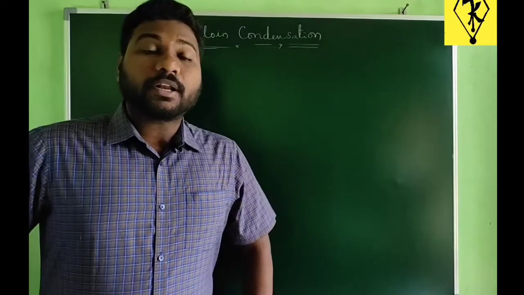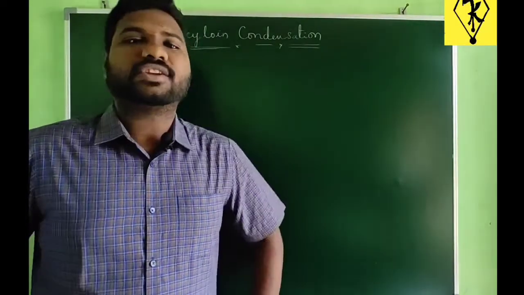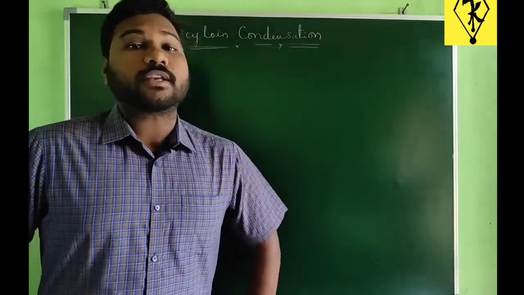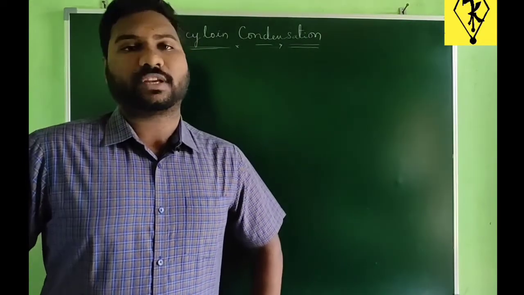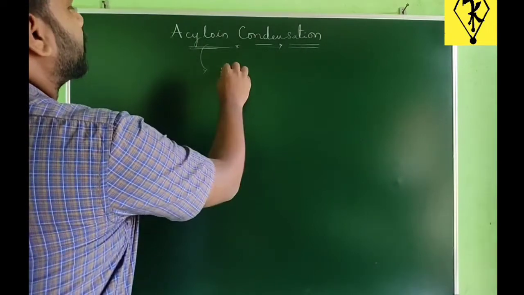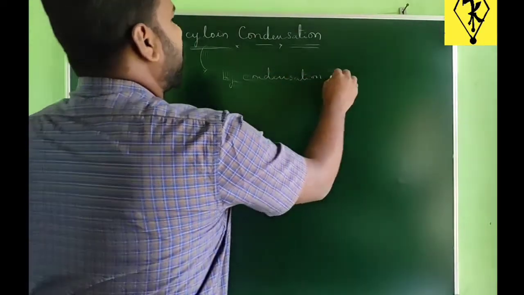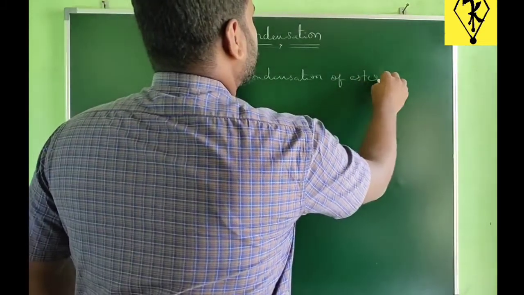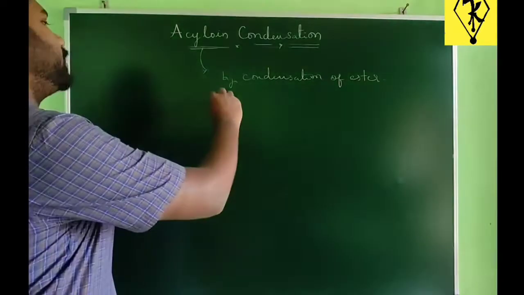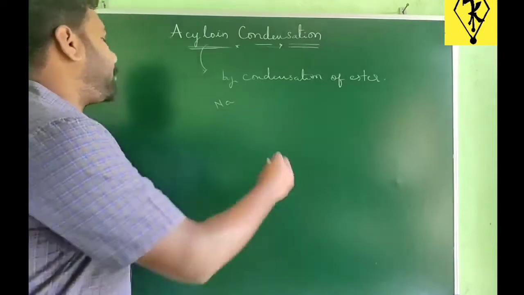Why have they given particularly this name for this reaction, acyloin condensation or acyloin ester condensation? Because here the formation of acyloins takes place by the condensation of esters. So acyloins are formed by condensation of esters. This reaction is carried out in the presence of metallic sodium and in the presence of aprotic solvents.